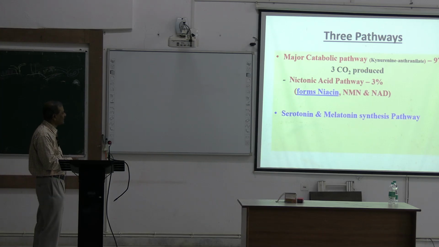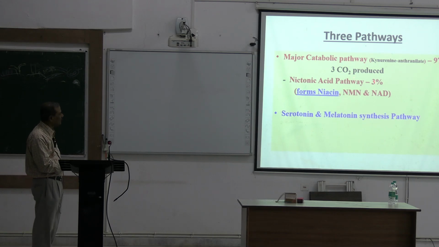So 3 pathways are there. The major catabolic pathway is the formyl kynurenine anthranilate pathway, and here 3 carbon dioxide are produced. I have shown it to you. There is another pathway from the middle, which is breaking and forming niacin, nicotinamide mononucleotide, nicotinamide dinucleotide. Then the serotonin and melatonin synthesis pathway is another pathway, but it is from the middle of this pathway. So ideally there are 2 pathways. 3 pathways I have written so that you remember.